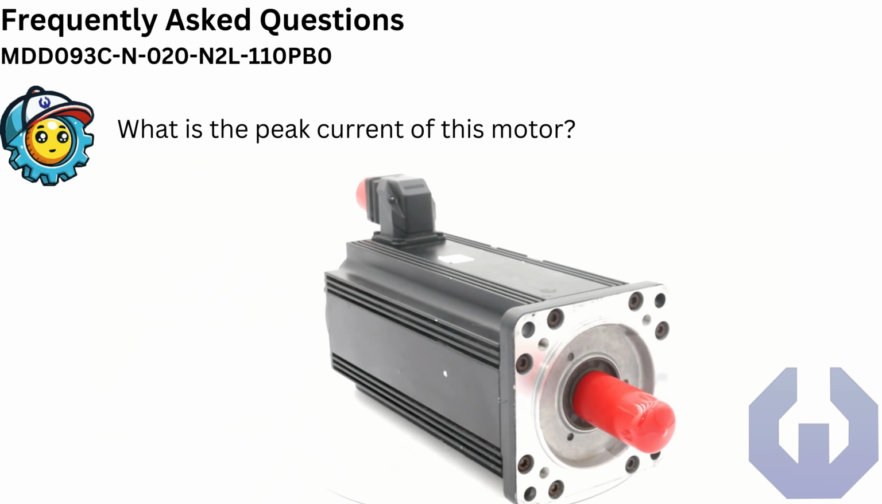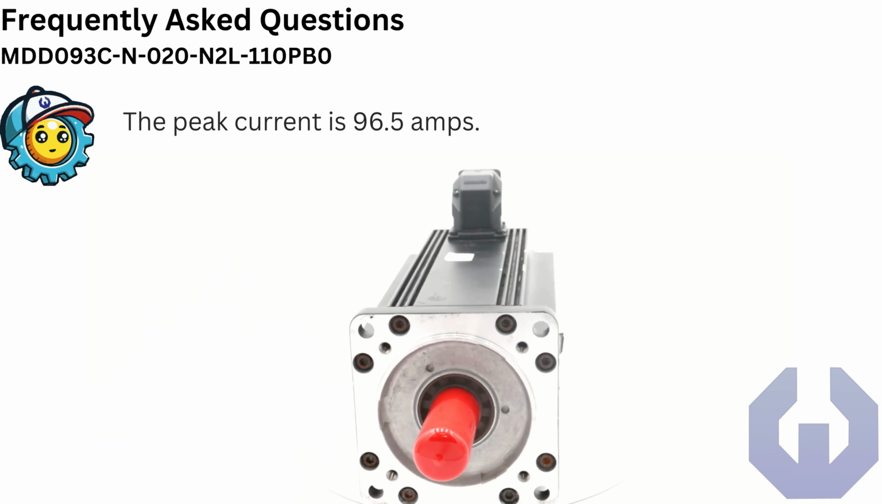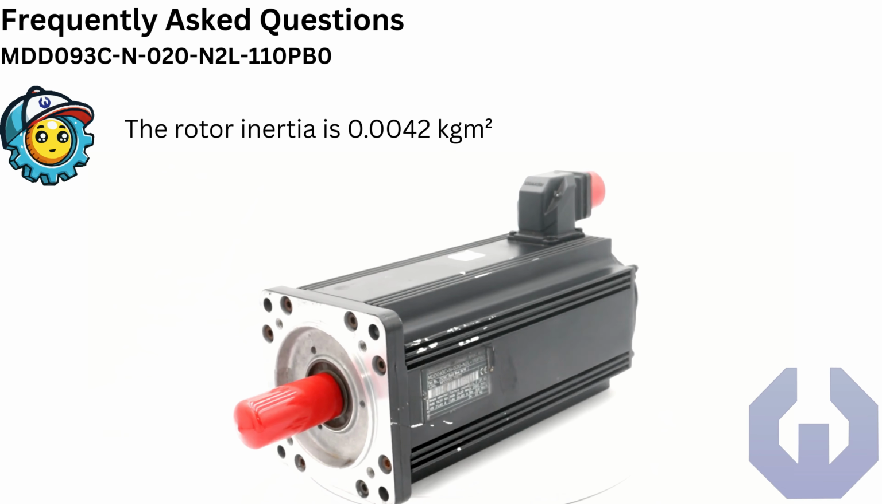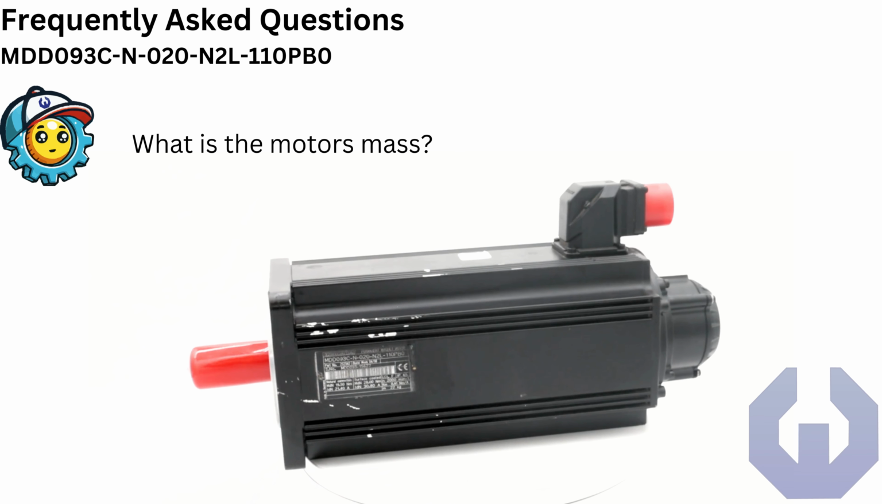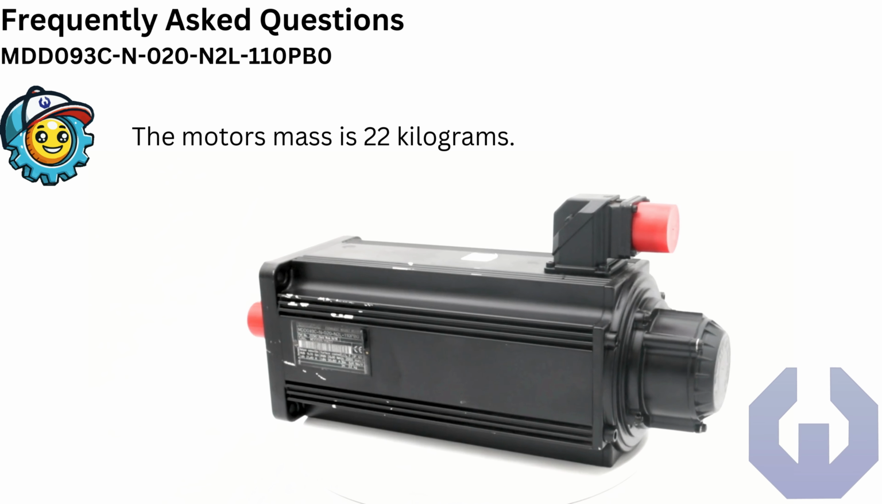What is the peak current of this motor? The peak current is 96.5 amps. What is the rotor inertia? The rotor inertia is 0.0042 kgm superscript 2. What is the motor's mass? The motor's mass is 22 kilograms.